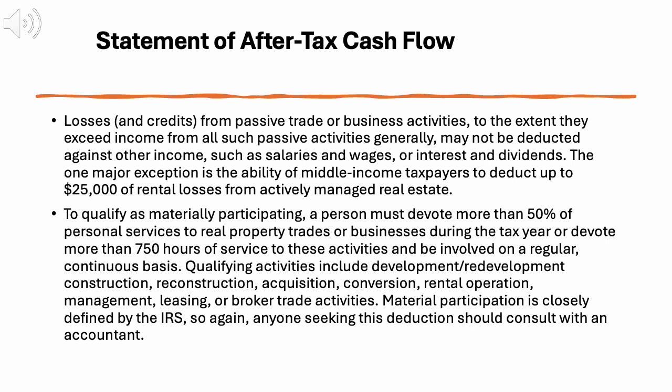The one major exception is the ability of middle-income taxpayers to deduct up to $25,000 of rental losses from actively managed real estate. To qualify as materially participating, a person must devote more than 50% of personal services to real property trades or businesses during the tax year, or devote more than 750 hours of service to these activities and be involved on a regular, continuous basis.